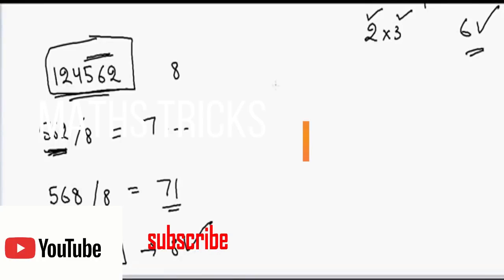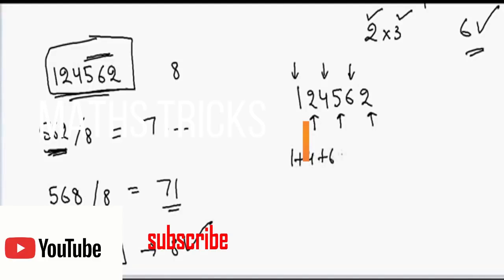Now let's talk about the divisibility by 11. So if I have 124562, and I want to find out whether this number is divisible by 11, what I'll do is take the alternate digits. So I'll take 1, this number, and this number, and then I'll take the other digits, and I add them together. So I'll say 1 plus 4 plus 6, that's 11, and then 2 plus 5 plus 2, that's 9.